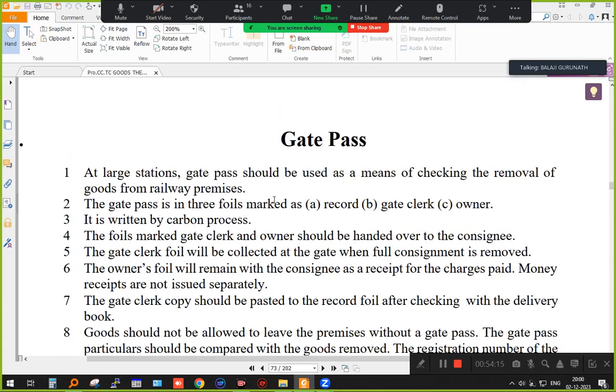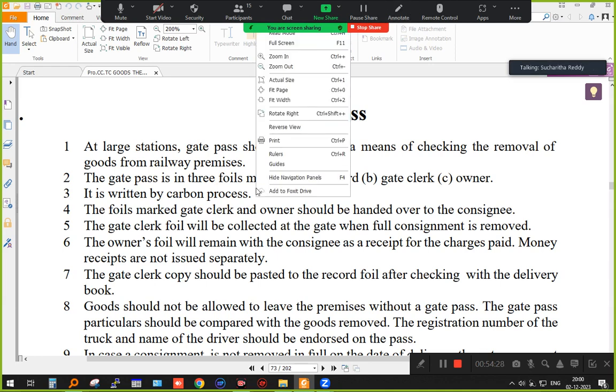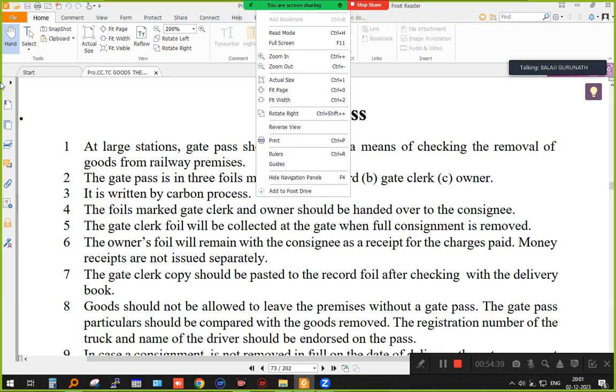Shall we go for the next topic? Gate pass. Yes, sir. Excuse me, sir. This is Sucharita from South Central Railway. Sucharita Reddy. Yes, please tell me.